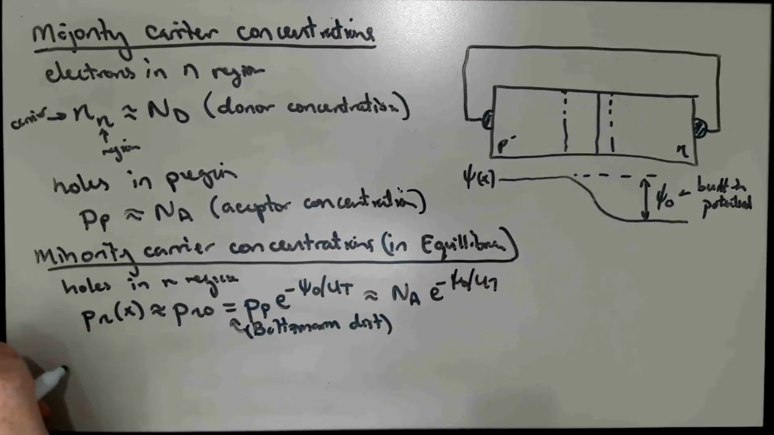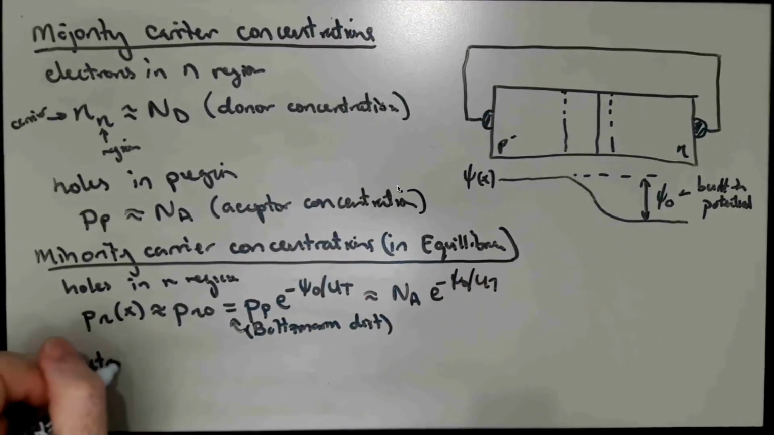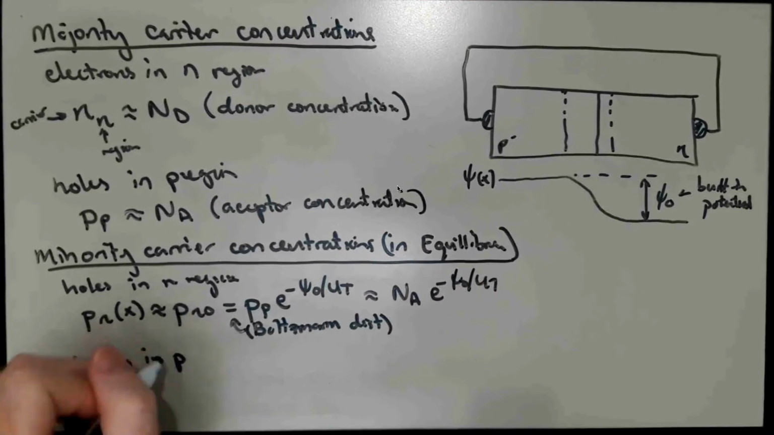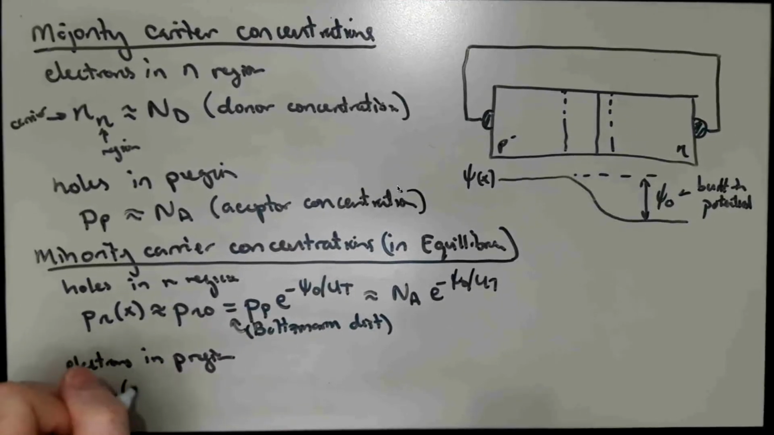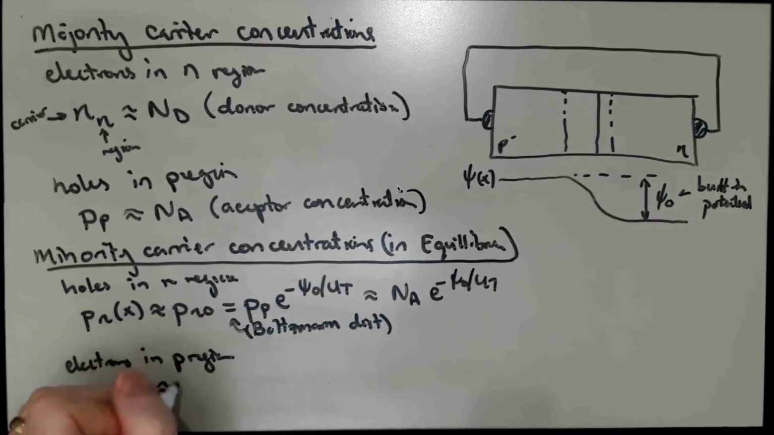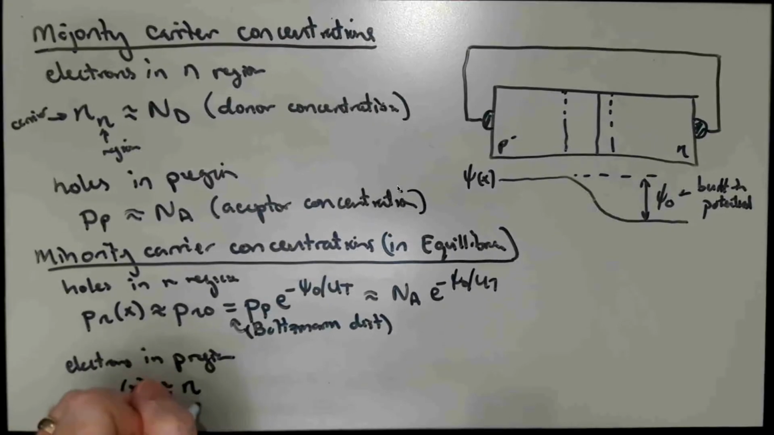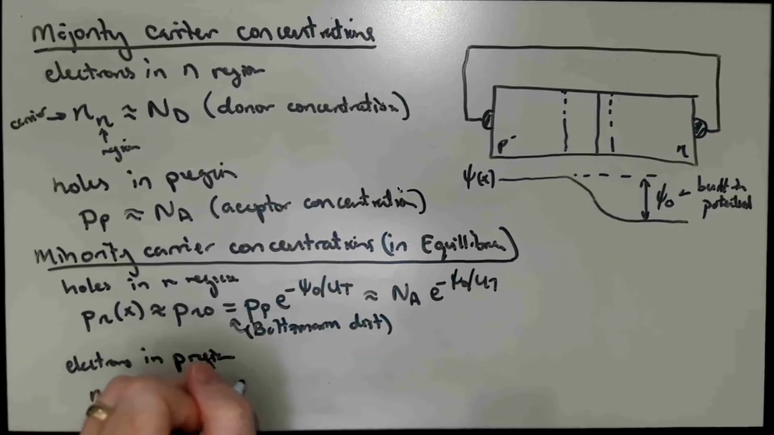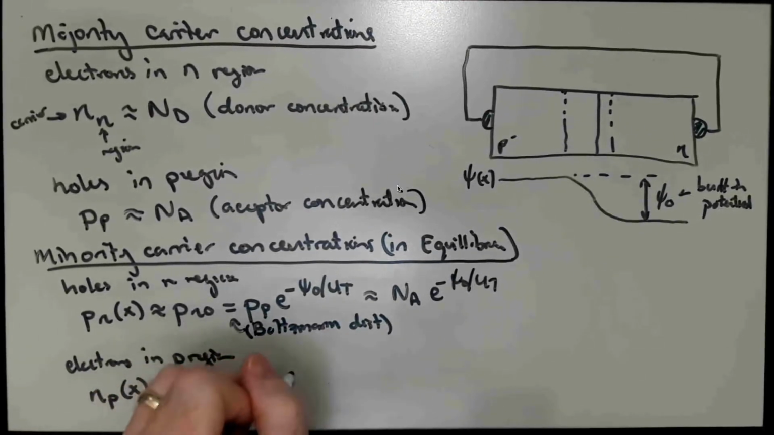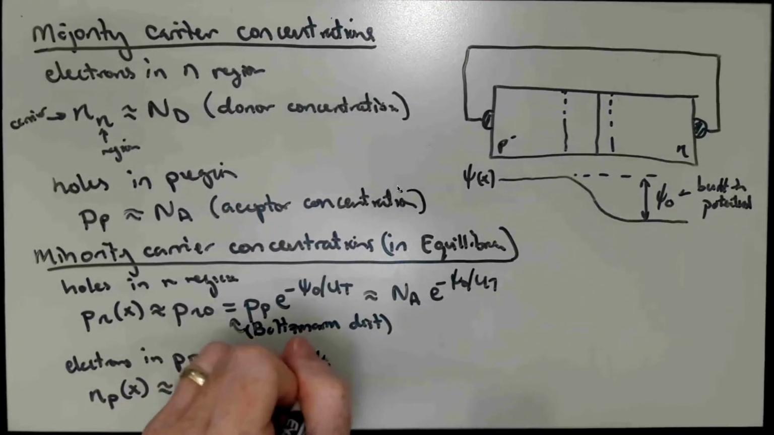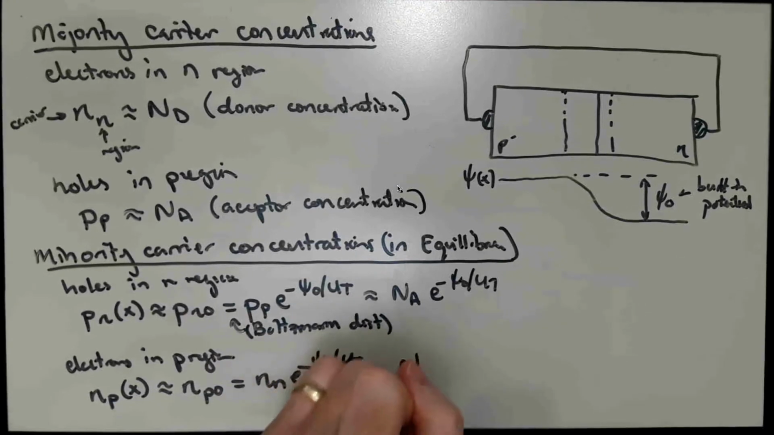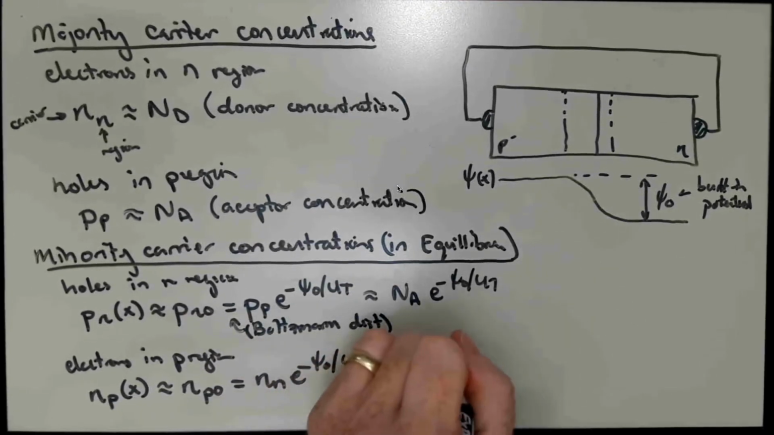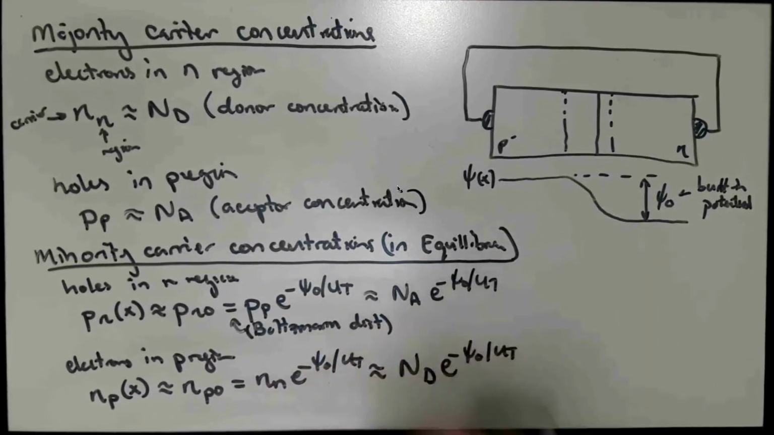And for the electrons in the P region, we denote that by N sub P. And this is, again, in equilibrium approximately constant, which we could call N sub P0. And that's equal to N sub N, e to the minus psi 0 over ut. Again, the same Boltzmann factor here. And that gives us N sub D e to the minus psi 0 over ut.